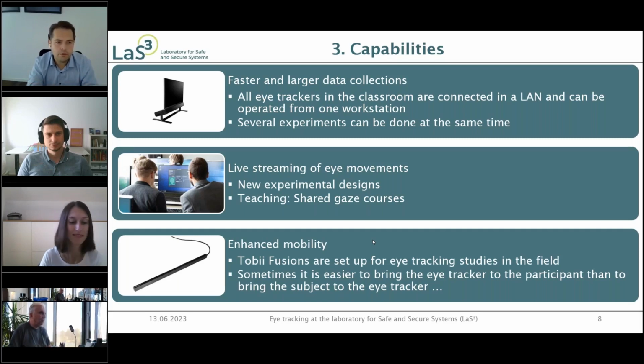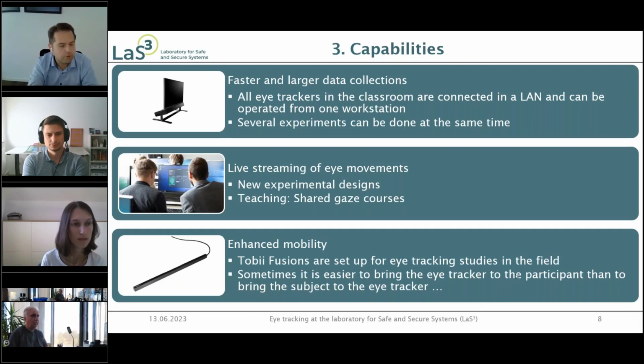The other possibility we got through the classroom was the live streaming of eye movements. This really opens up new experimental designs. For example, you can stream the eye movements from one eye tracker to another one, and the participant can oversee it, comment on it, or also show his eye movements. Participants can so work cooperatively on a certain task they should solve. This really opens up new designs we hadn't had in mind before.